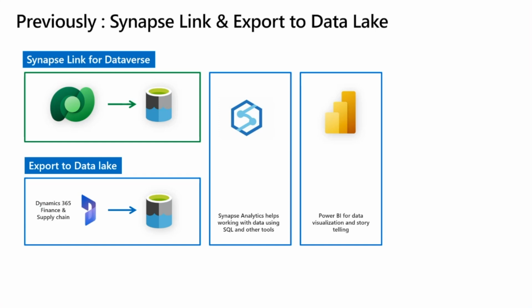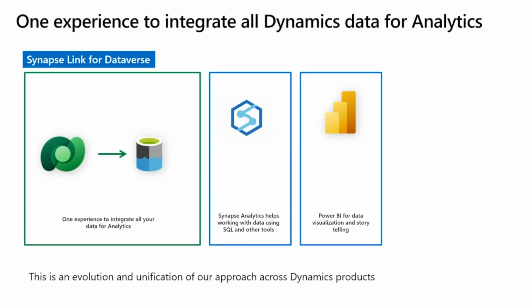So today, you have two identical services that do more or less the same thing. What we are doing now is a step in the unification of Dynamics products. You're probably familiar with this effort. We've been on this journey for some time. The next step in this journey is that we've unified all the different pipelines that we have across all these different products into Synapse Link for Dataverse. So Synapse Link for Dataverse is the one pipeline that takes data from all Dynamics to your storage account so that you can work with Synapse and Power BI.